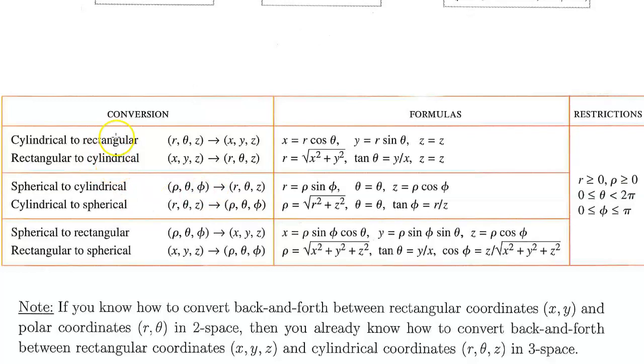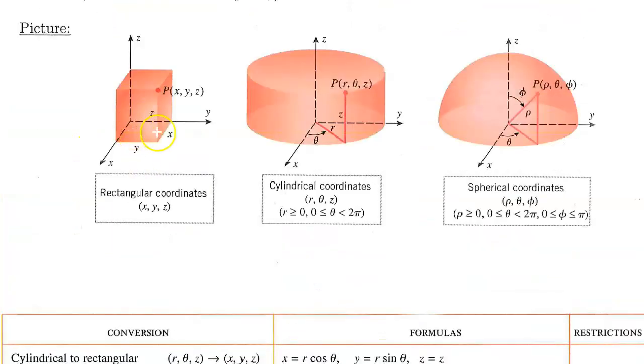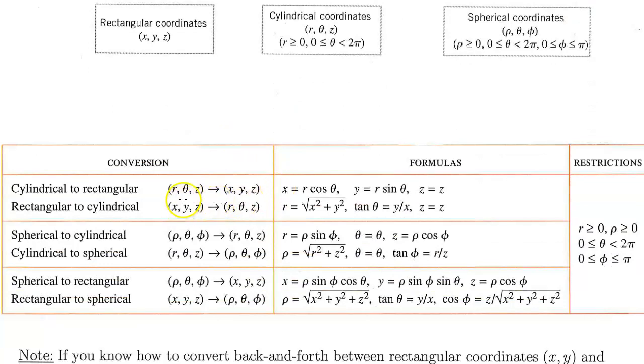But actually, in the top 2 rows here, cylindrical to rectangular and rectangular to cylindrical, converting back and forth between these, we already know how to do that, because that's just like converting back and forth between rectangular coordinates in 2 space and polar coordinates. In fact, if we're given r, theta, and z, how do we come up with x, y, and z? Well, the z will just be z, but the x will be r cosine theta, and the y will be r sine theta. So we've already seen that.